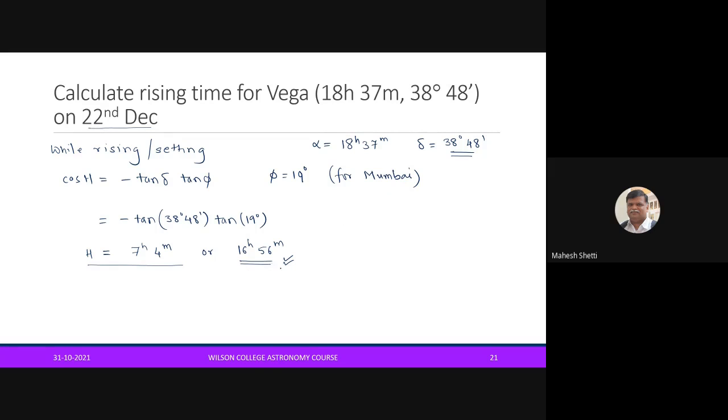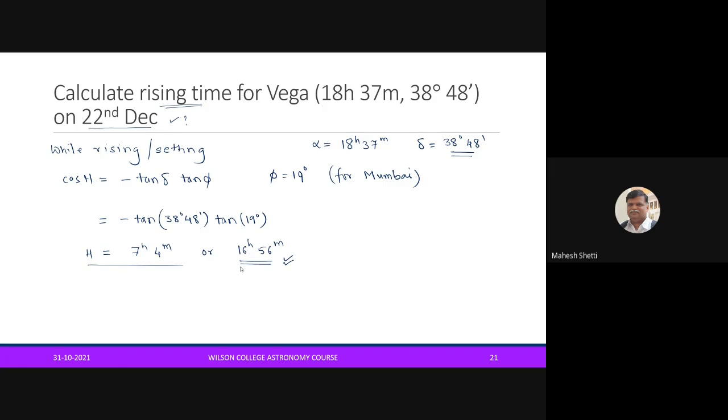Now you may still ask, but what about 22nd December? That is because I am interested in the time, and this is giving me only the hour angle. Hour angle only tells me how many hours before it was on the meridian. That doesn't tell me the clock time.